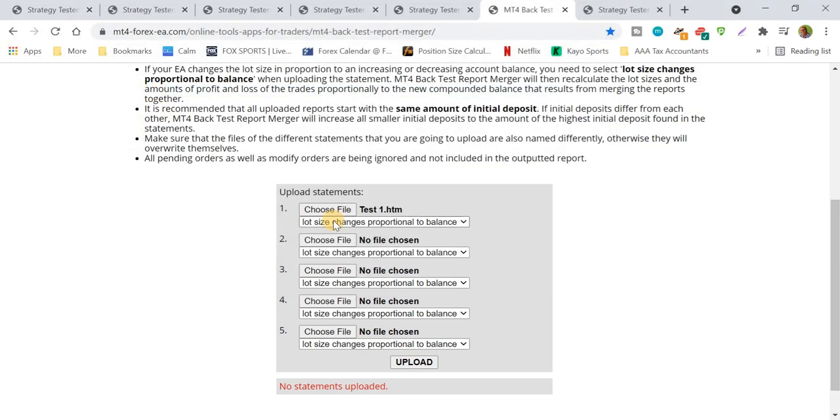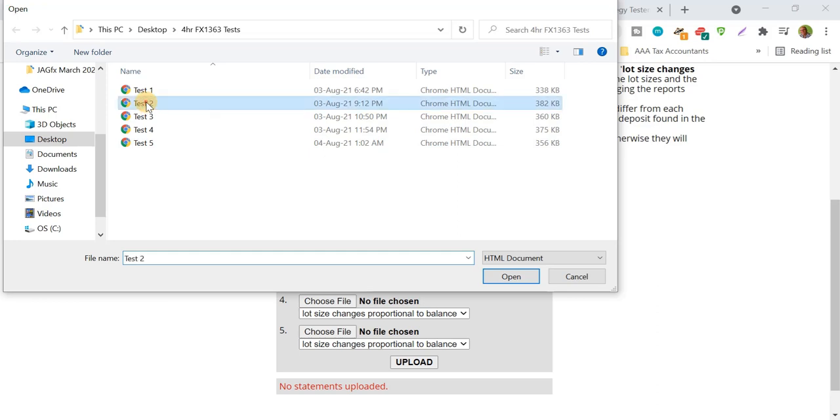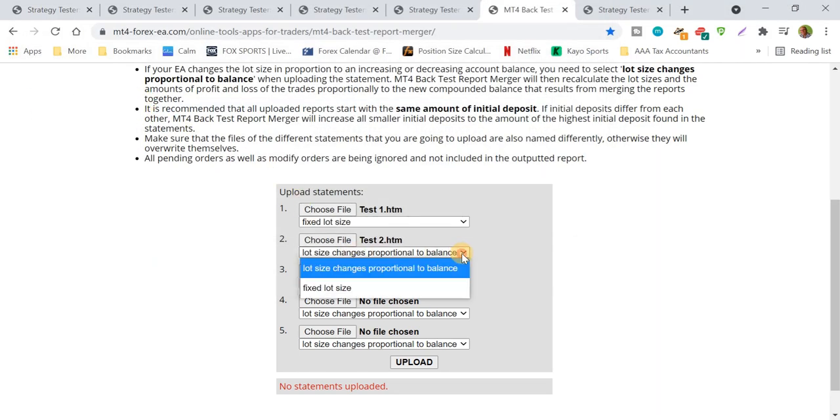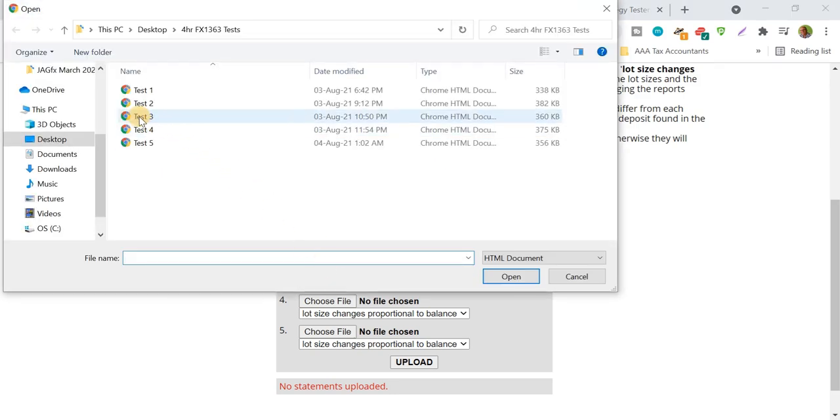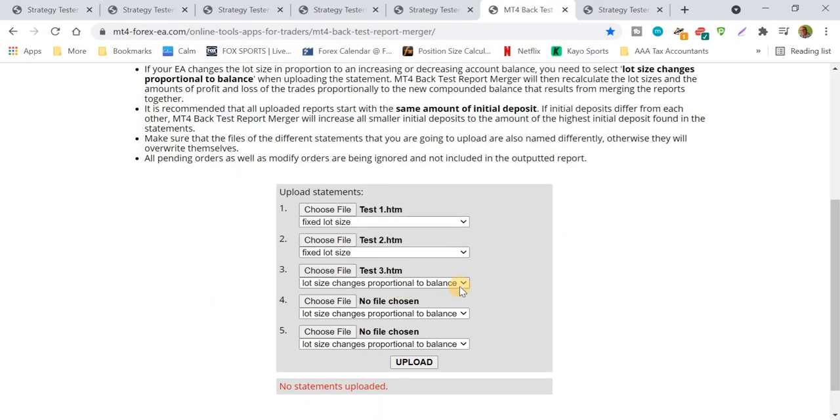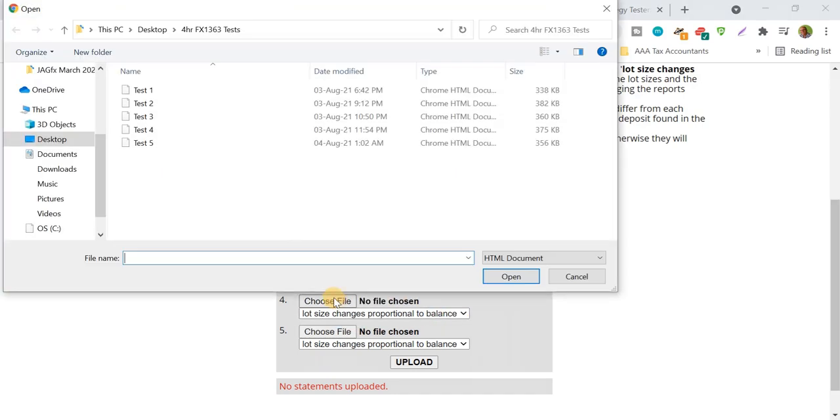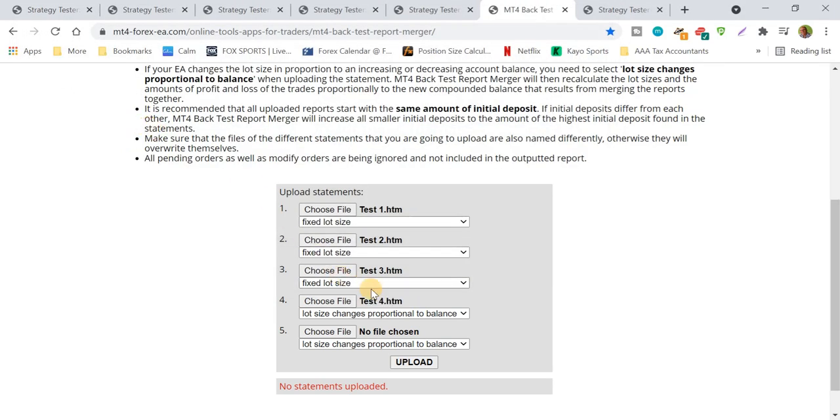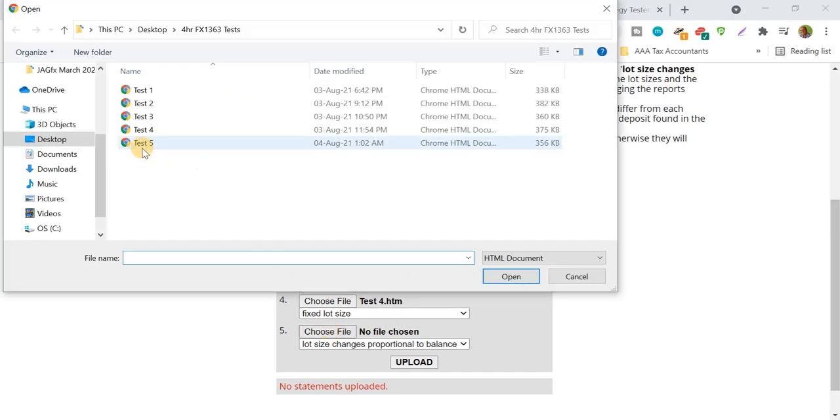All right, test one. So test one is in. We're going to just change that to fixed lot size. Number two, we'll just do test two. Fixed lot size. We'll do test three. You know I've already done this, don't you? So I've already checked it, but I'm just showing you the process of doing it. Test four will be test four. That's just the numbers I call them. It's definitely a 1 hour chart. All right, test five.